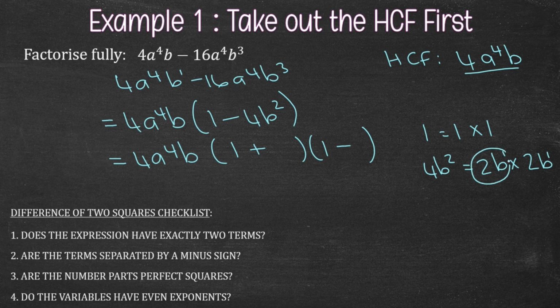So I take this 2b and I write it in both brackets. So my final fully factorized answer is this.